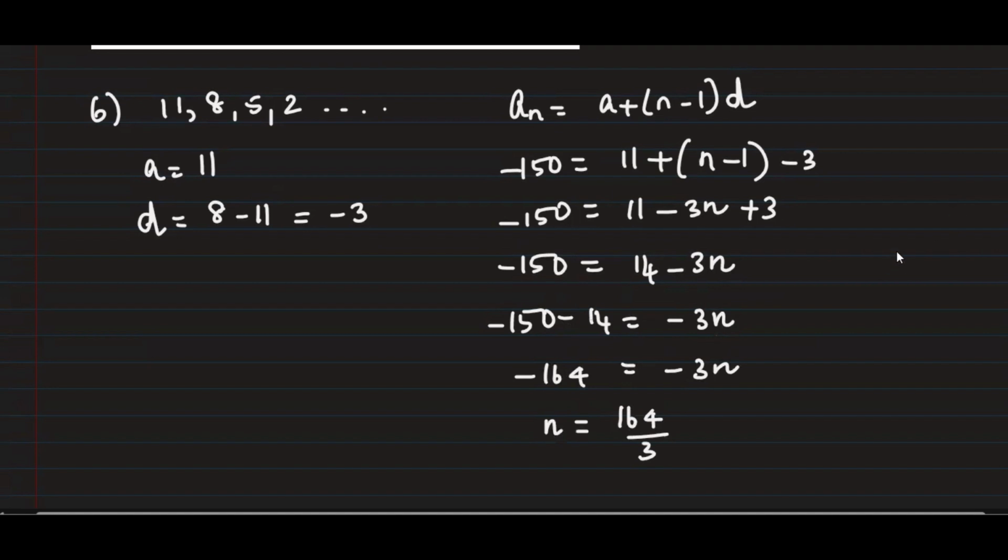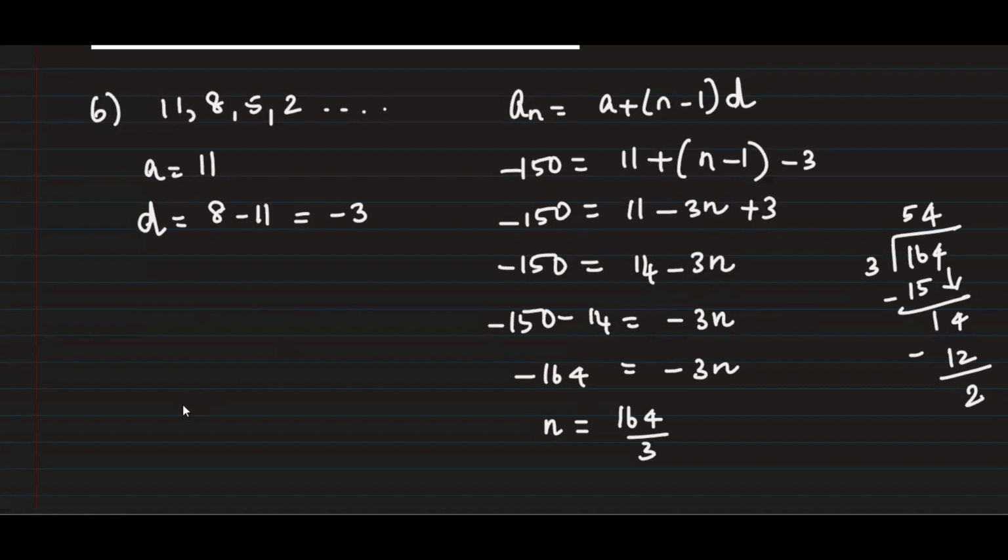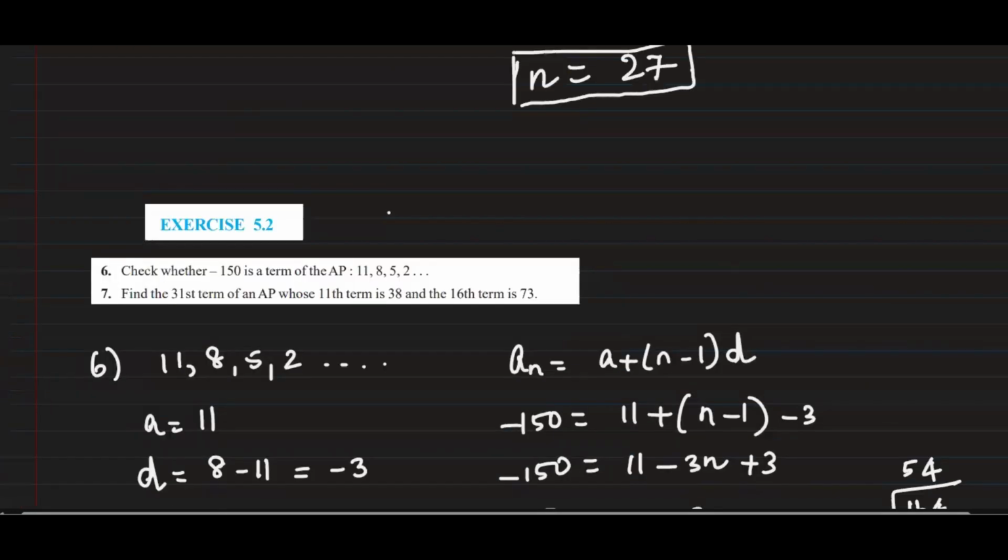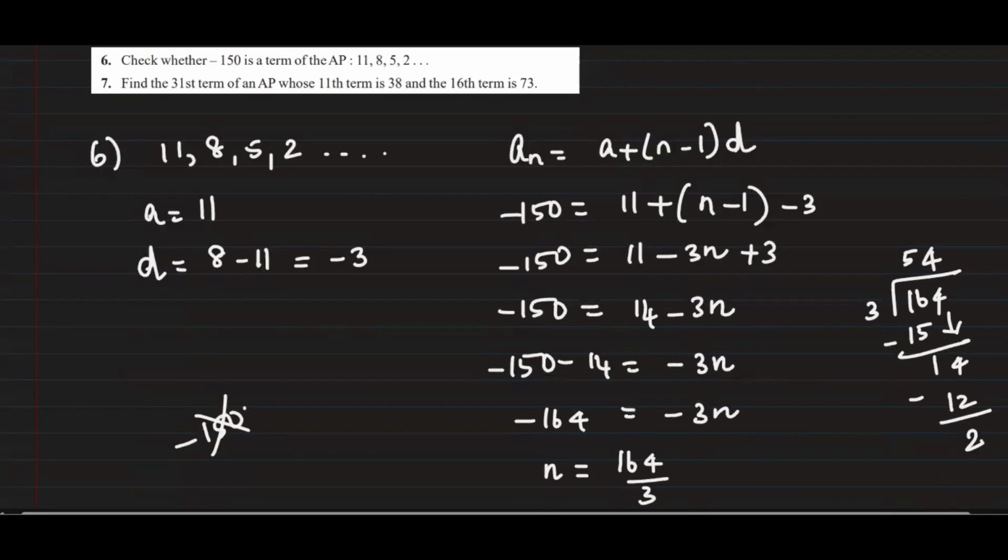Okay, now let's divide this one. 164 divided by 3. 3 fives are 15, then minus 1, bring the 4 down. Then 3 fours are 12. Now we are actually getting a remainder here. So hence the nth value here is a fractional one. So hence negative 150 does not belong to this AP series. Fine, clear, easy. Okay. Moving on to question number 7.